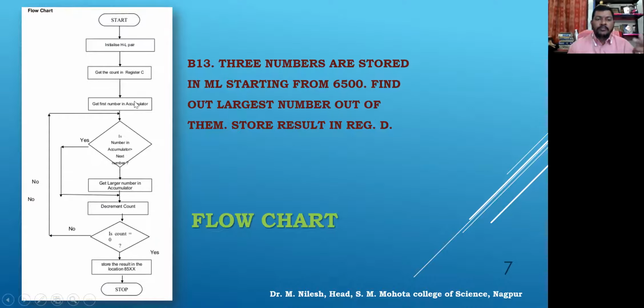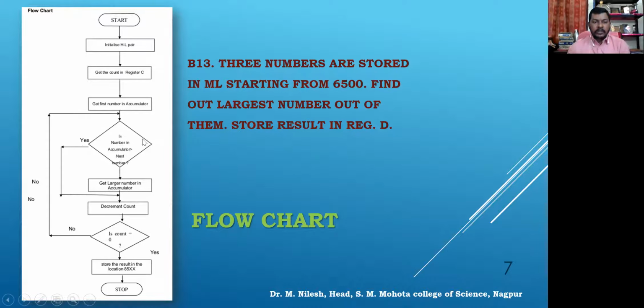Now the logic here is that we are putting the smallest number in the accumulator. The smallest number of all is 0, right? So we put it here and compare the number with the accumulator. If the number is smaller, then it should go here, and if it is greater, then the larger number is to be stored in the accumulator. So this is for no, and this is for yes.